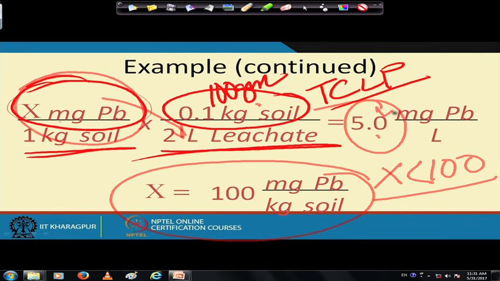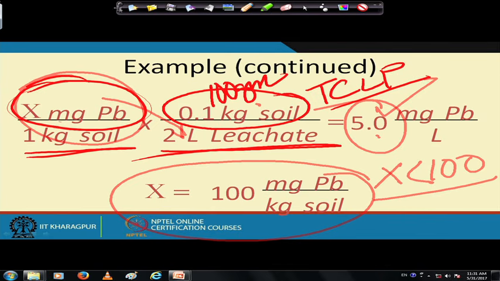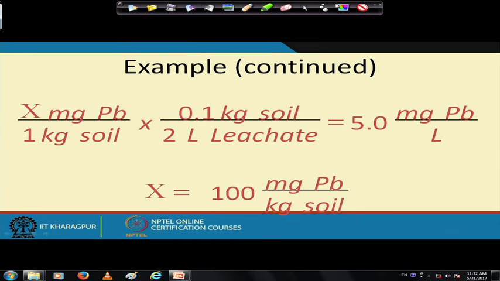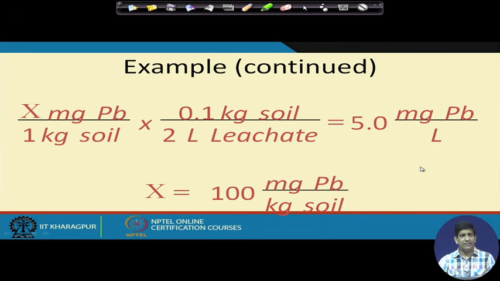But if its concentration is above 100, there could be a scenario, theoretically it is possible for it to become a hazardous waste, because the concentration may exceed this 5 milligrams per liter. I hope I have made this clear. Watch this part of the video again if you have to, and you can always ask questions as well. These are very, very important concepts. These are just small problems, but a lot of application based.